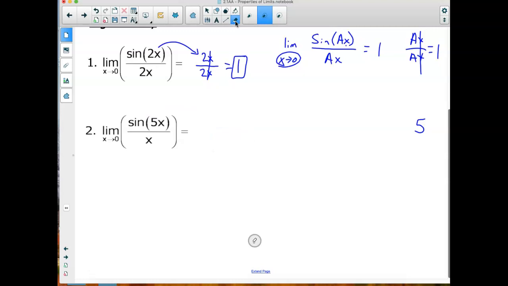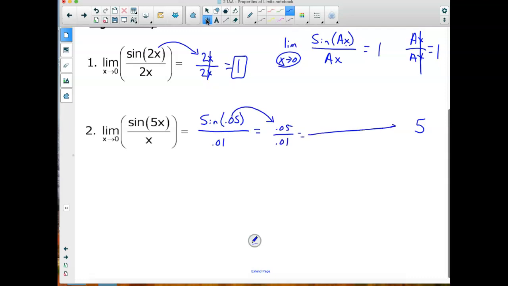Let's say we put in 0.01. So if I put in 0.01, I'm really taking the sine, and when I put in 0.01 times 5, that's going to be 0.05, and that's going to get divided by 0.01. Well, this is going to basically output my 0.05 divided by 0.01, which is, guess what? It's 5. But that's not how we algebraically prove it, but that is the logic through it. Here's how you need to show your work on these.